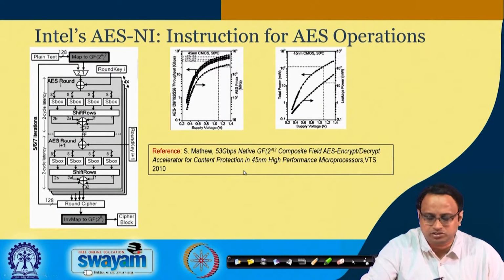Now, as you see in this paper, it is shown that it is a very fast design. It has around 53 Gbps of throughput and has been designed on 45 nanometer technology. So, this is a 2010 paper, so it is not really so recent, but it pretty much shows that using hardware you can accelerate your software operations of crypto systems, like even the advanced encryption standard.